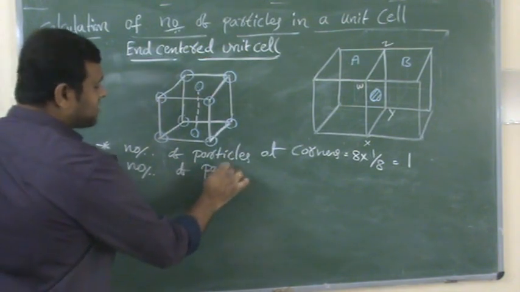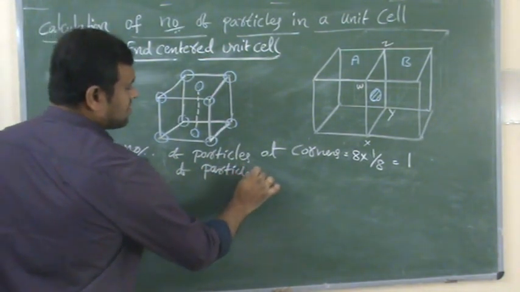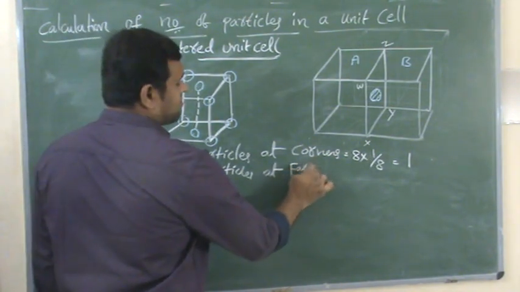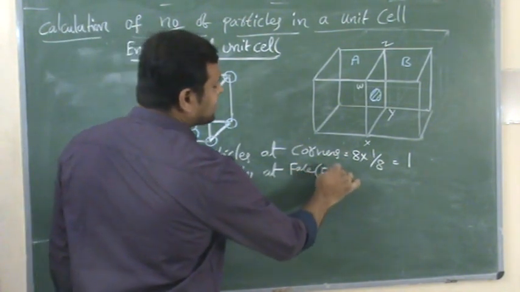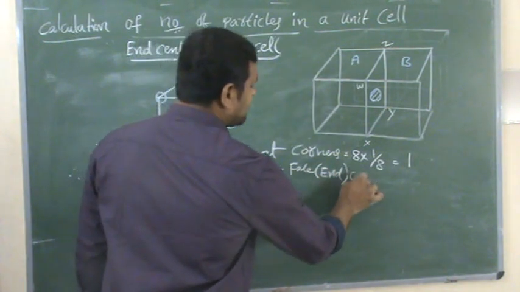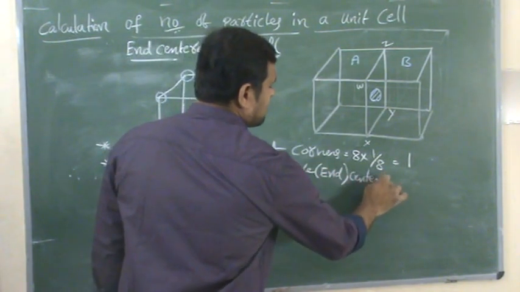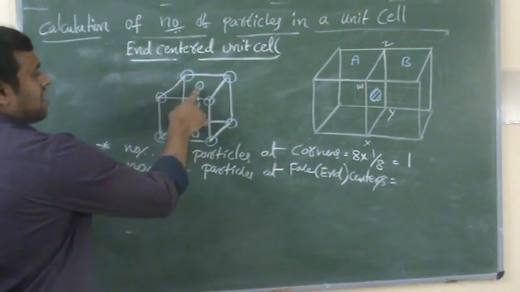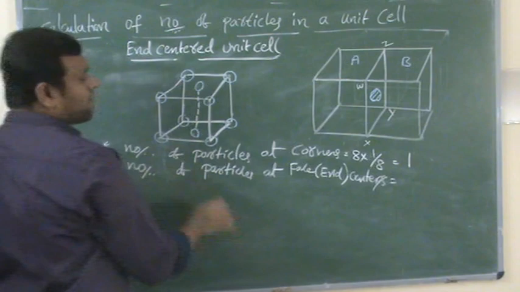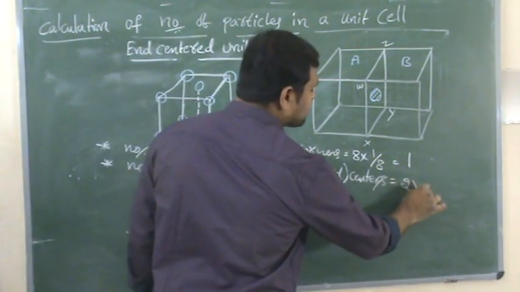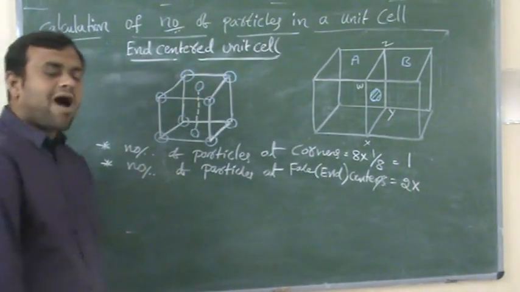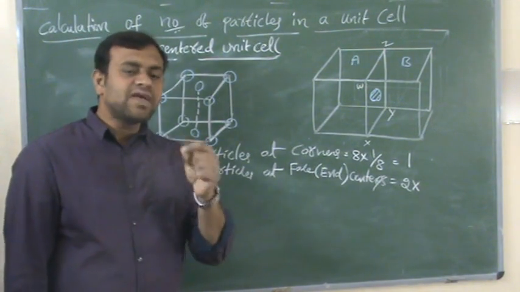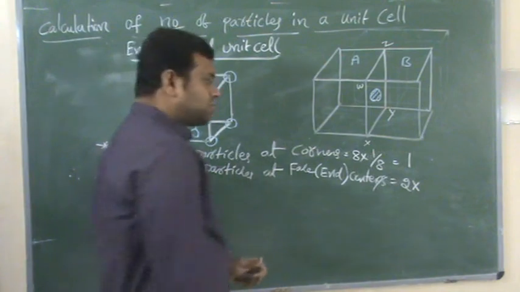Number of particles at face centers. Face centers means here end centers. So how many faces are there? 2 faces. That means 2 lattice points into what is the contribution of each particle present at face center? 1 by 2.